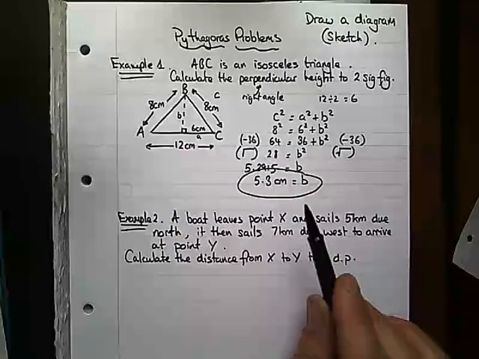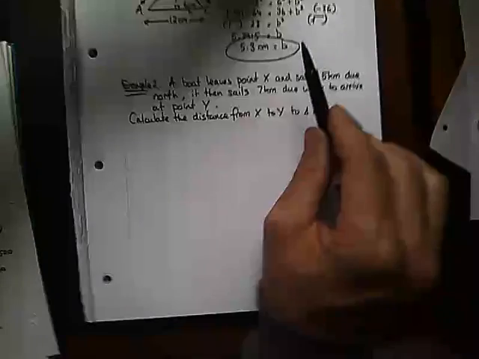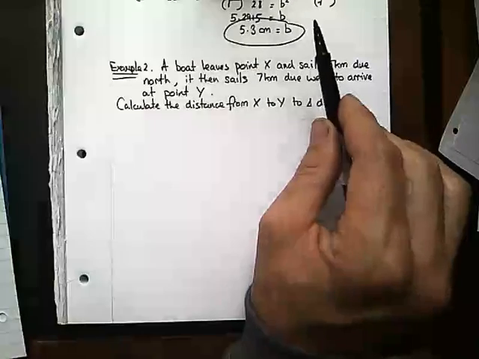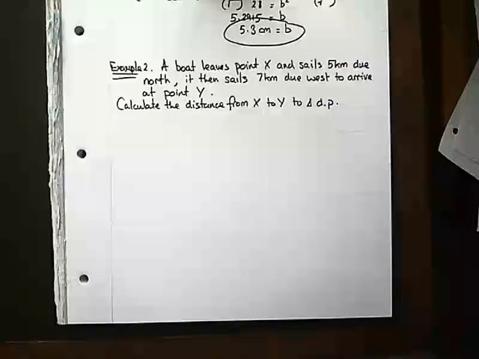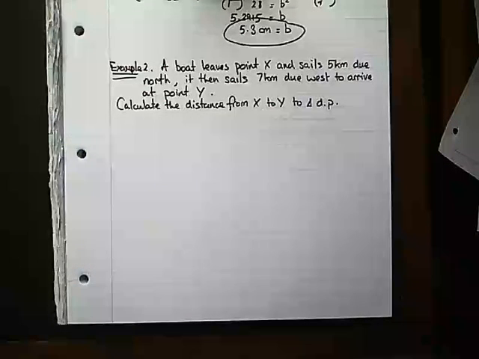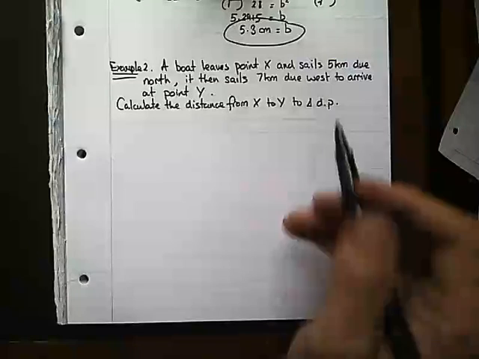So let's have a look at example 2. This time they don't give me a diagram, so it's a wordy one really. A boat leaves point X and sails 5 kilometers due north. It then sails 7 kilometers due west to arrive at point Y. Calculate the distance from X to Y to one decimal place. That's a 1, by the way.